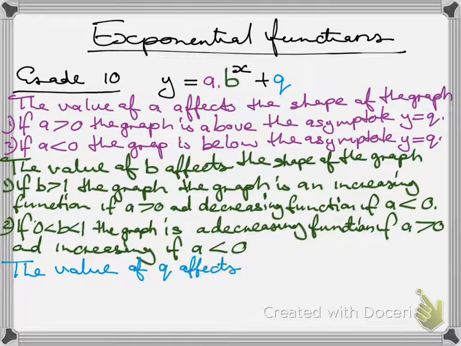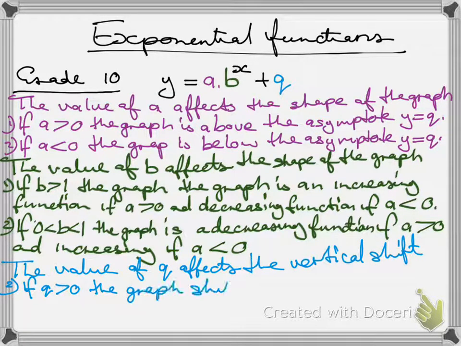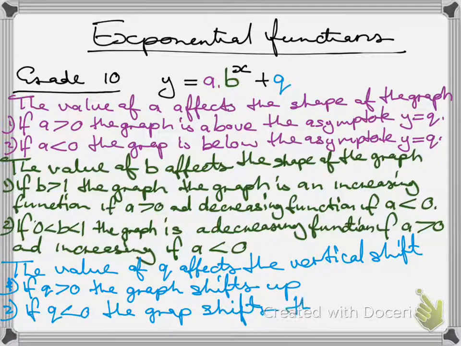And then the value of q affects the vertical shift of the graph. If q is greater than 0, the graph shifts upwards, and if q is less than 0, the graph shifts down. Let's look at some examples.